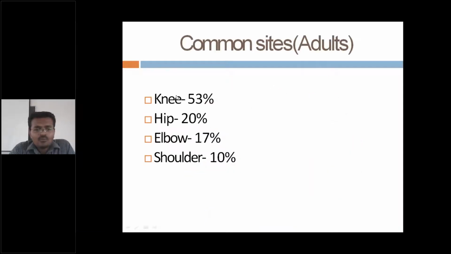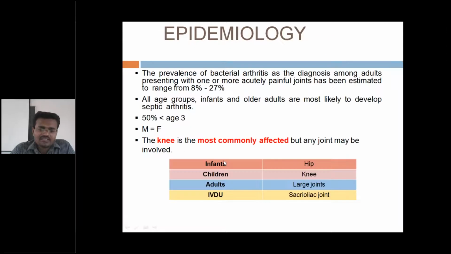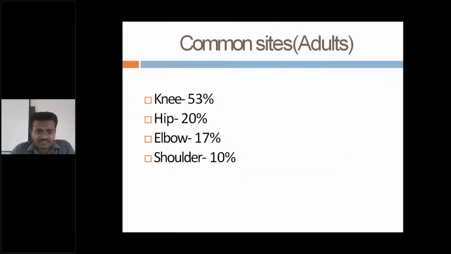Generally, whenever a patient comes with knee swelling, local rise of temperature, or any fever, the first thing that comes to an orthopedician's mind is septic arthritis, because it is very, very important. We have to rule out septic arthritis. Then hip, elbow, shoulder. Any joint can get affected, but the most common joint is the knee joint.